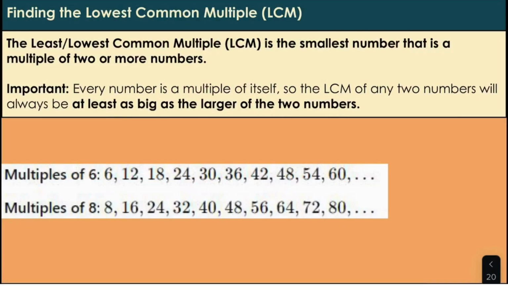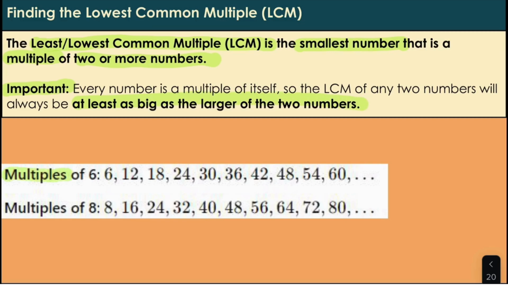Today we learn how to find the lowest common multiple. We start with the definition. The lowest common multiple is the smallest number that is a multiple of two or more numbers. Important: every number is a multiple of itself, so the LCM of any two numbers will always be at least as big as the larger of the two numbers.